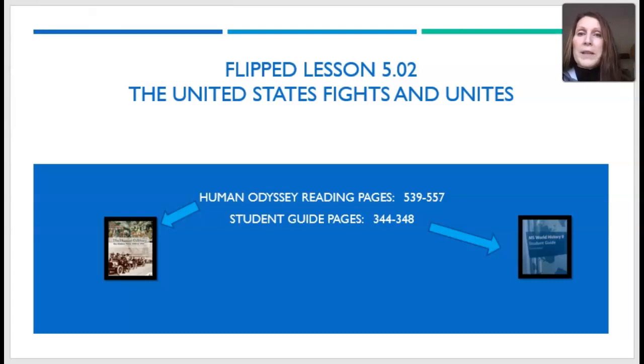Hello and welcome to our flip lesson 5.02, The United States Fights and Unites. Human Odyssey reading pages 539 to 557 and your student guide pages 344 to 348.